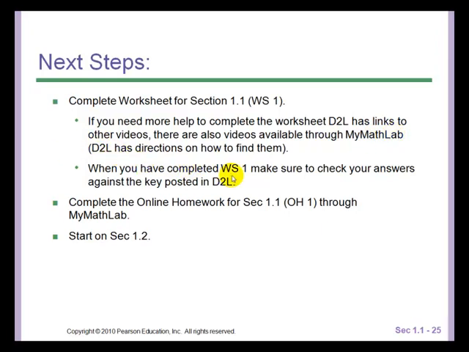When you have completed the worksheet, make sure to check your answers against the key posted in D2L. You have to do this to get credit for it. I can see what people check in D2L, and I need to see that you have looked at both the worksheet and the solutions for the worksheet. Once you have finished the worksheet and checked your answers, if you have questions, please contact me, if you got answers wrong and you can't figure out why. Once you have the worksheet done and you know how to do it, then you complete the online homework for section 1.1. This is OH1, and this is done through my math lab. Once you have finished all of 1.1, start on section 1.2.